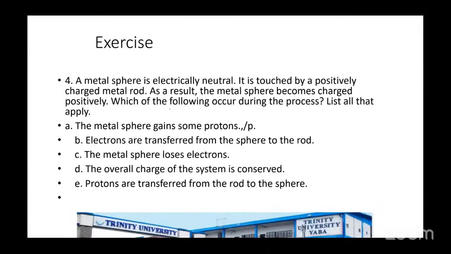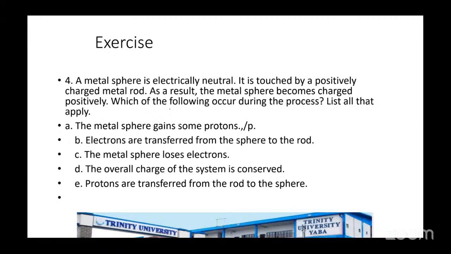A metal sphere is electrically neutral. It is touched by a positively charged metal rod. As a result, the metal sphere becomes charged positively. Which of the following occur during the process? List all that apply, which means that you can choose A, B, C, D, E, or A, B, or A, B, C. You can choose as many of them that have the correct answer.